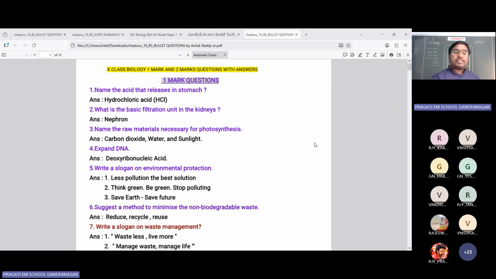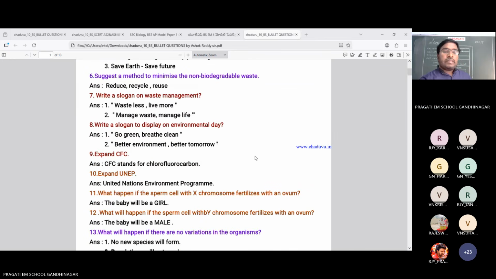Okay, next, sixth one is suggest a method to minimize non-biodegradable waste. So the alternative solution is reduce, recycle, reuse. Okay, these are the 3 important R's, 3R principle.